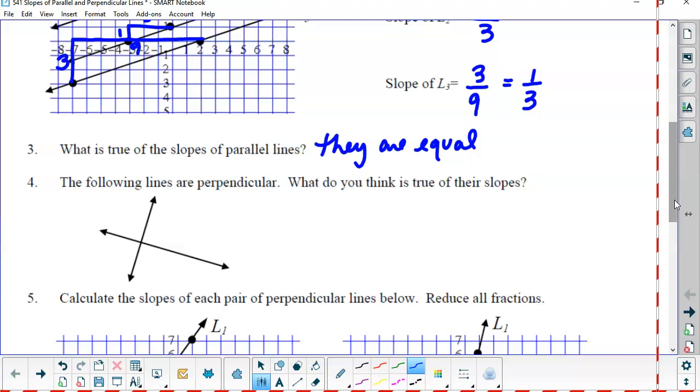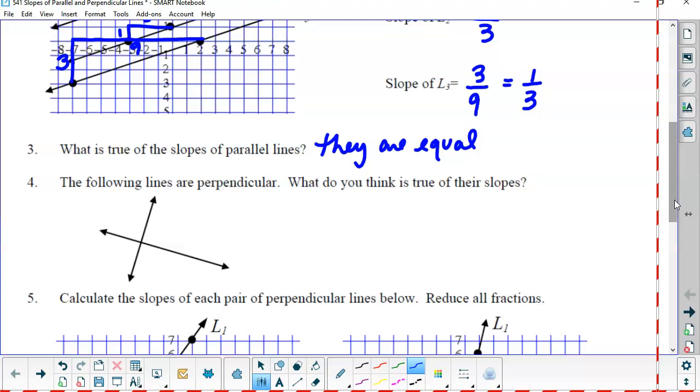Perpendicular is different. It says the following lines are perpendicular. What do you think is true of their slope? Just in general, when looking at it. Well, the slopes are reciprocals of each other, and one is positive while the other is negative. The reciprocals part is a little bit harder to see here without a grid, but you can tell the positive and negative part. This line is going up and to the right, so that's positive. This line is going down and to the right, so it's negative. That's easy to see. It's the other part about the reciprocals that is a bit harder to see in that diagram.